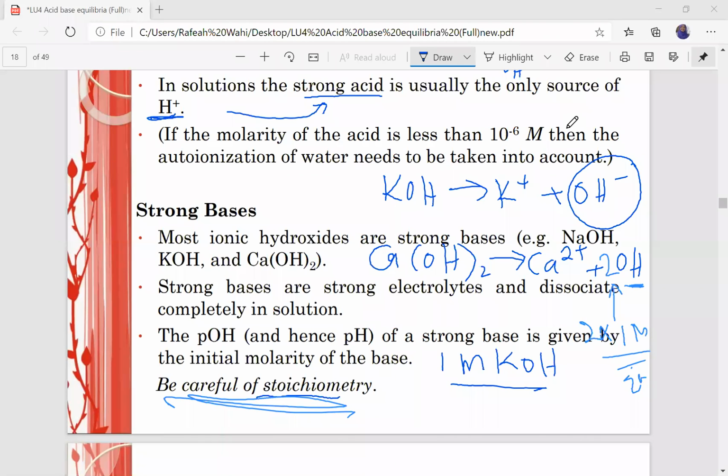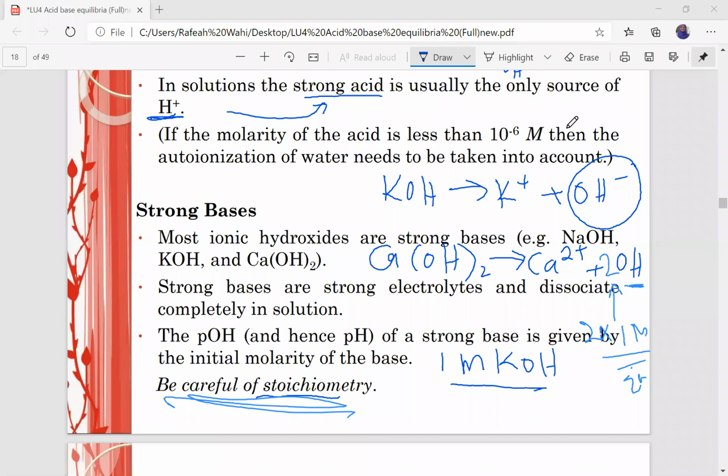Oh, I have some question here from you. Doctor, does it mean that there are no difference if we use either negative log hydronium ion and negative log H plus ion? Yes, it doesn't matter whether you use either one, because it will result in the same pH as well.